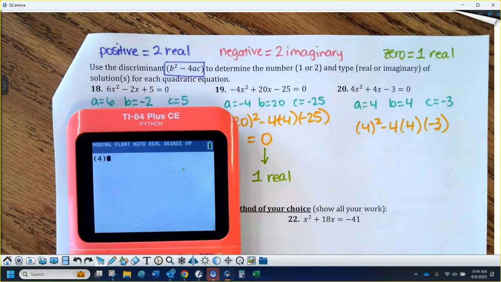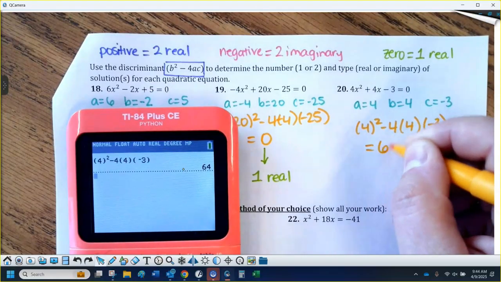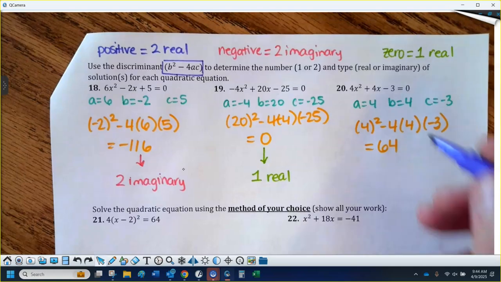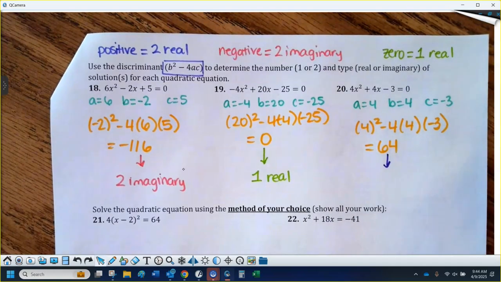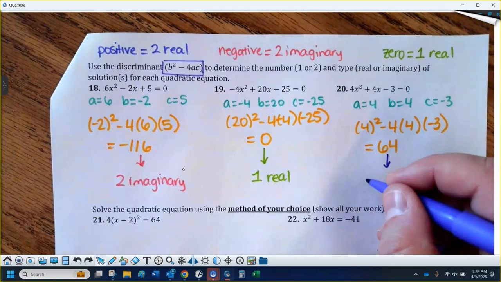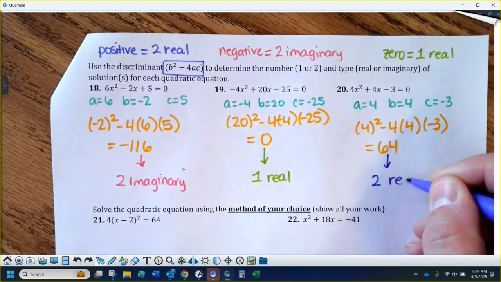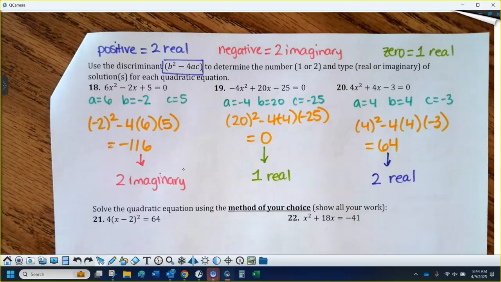I'm not asking you to do any of this by hand. So 4 squared minus, whoops, 4 times 4 times, don't forget the negative on the 3. This is a discriminant with a value of 64. So it doesn't matter what the number is. It matters, is it positive, is it negative, or is it 0? 64 is a positive number. So that's going to fall into that first category I wrote down up there, that I'll have two real solutions.